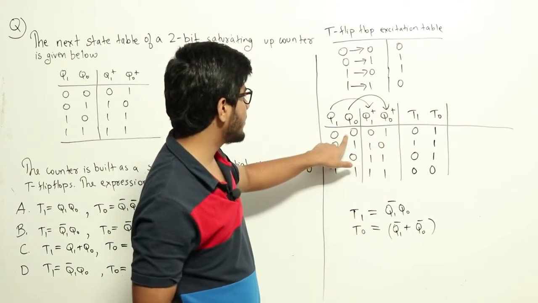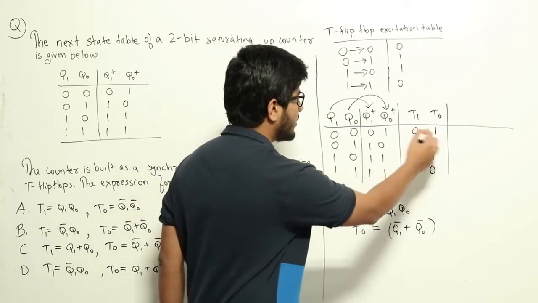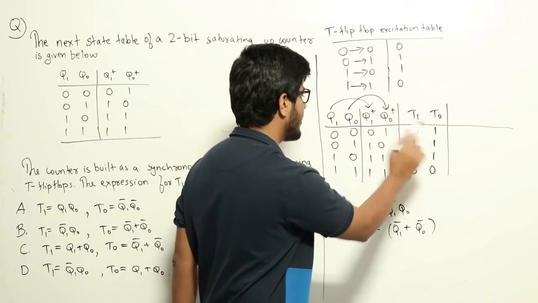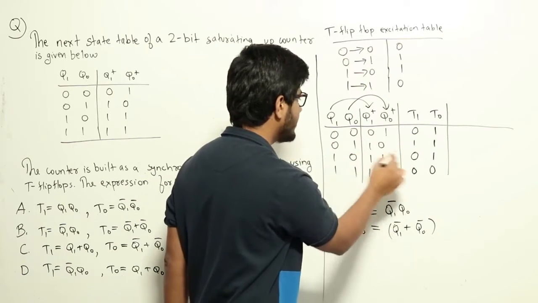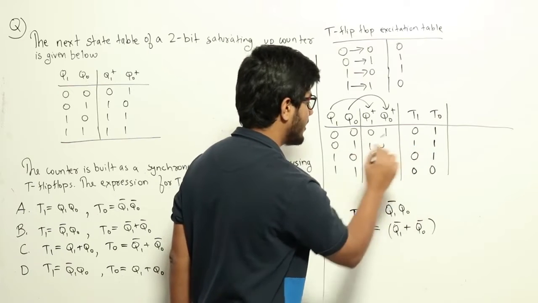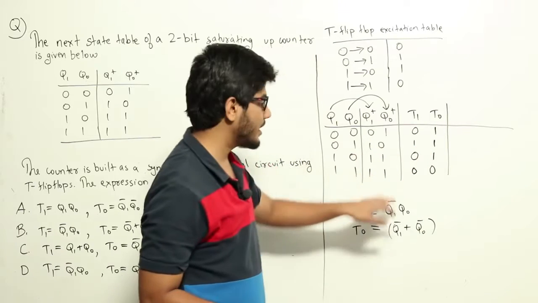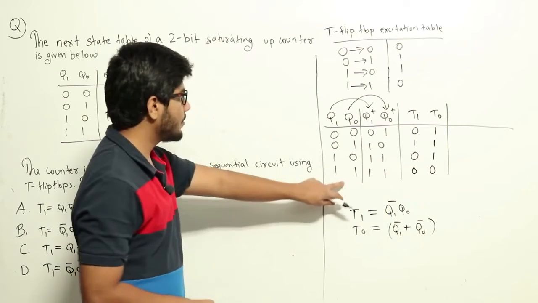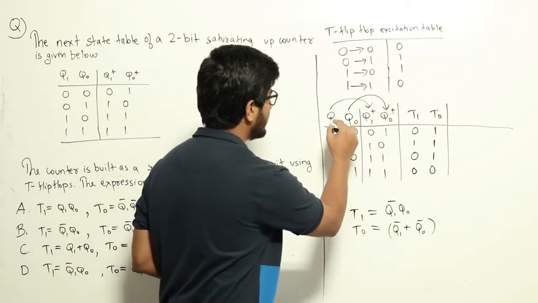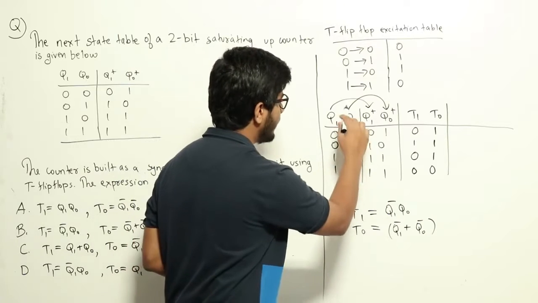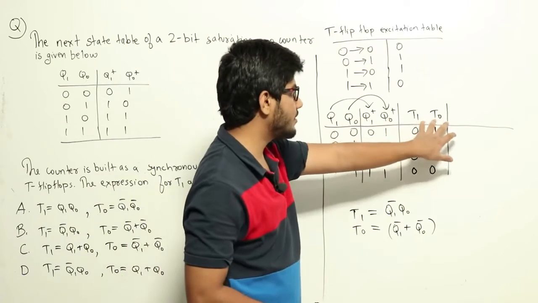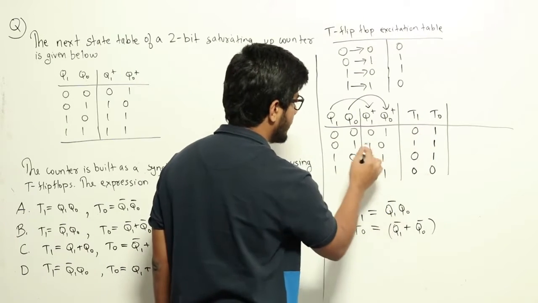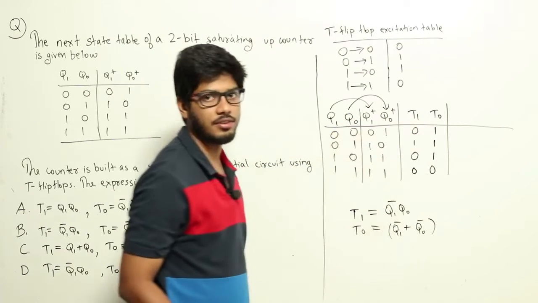The first change is 0 to 1, meaning the input T0 should be 1. Next is 1 to 0, meaning the input T0 should be 1. Now 0 to 1, meaning the input should be 1. 1 to 1, now the state is remaining the same, meaning the input should be 0. Now if you take a look, this is Q1, Q0, and T1 and T0 is the input to the T flip-flops, right?